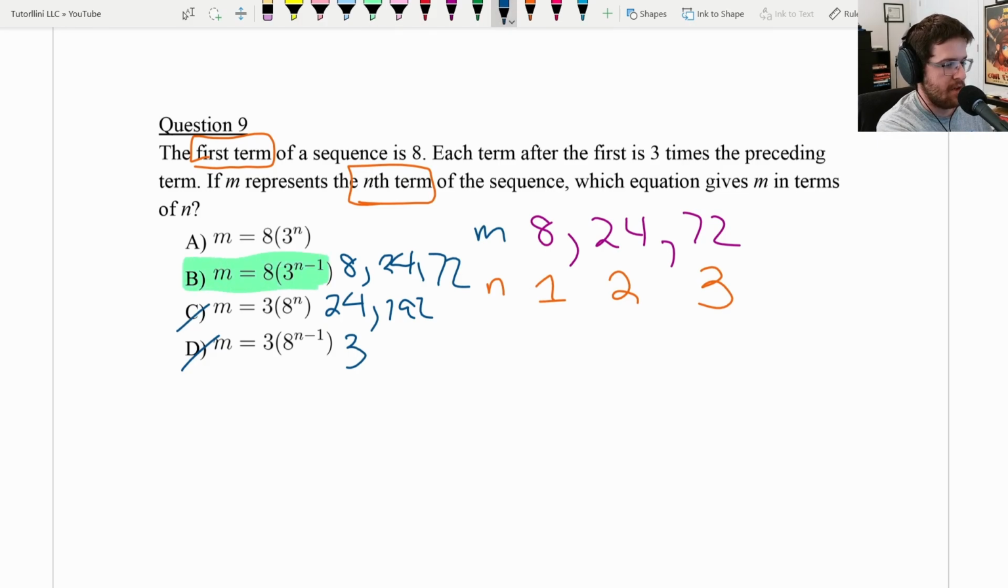Okay, so if I plug in 1, I get 8 times 3 to the 1, which is 24. And then I get 8 times 3 to the 2, which is 72. And then I get 8 times 3 to the 3, which is 216. Okay, so that one is wrong too. It must be choice B. So see, even if you come across a super tricky problem, as long as you can make a table of a couple values, you're in business, especially if it's multiple choice.